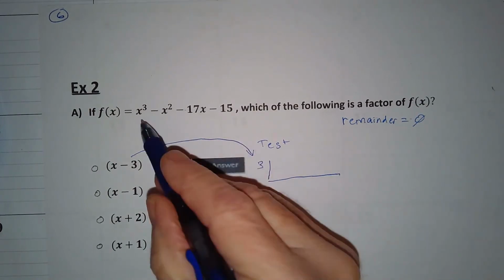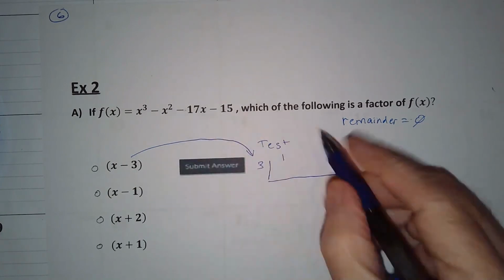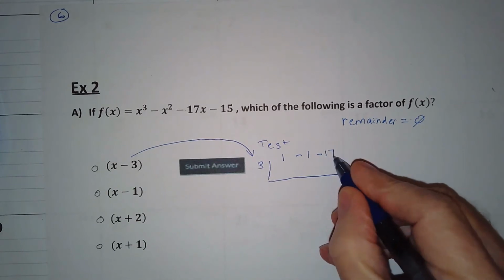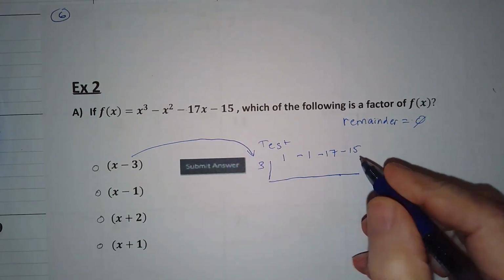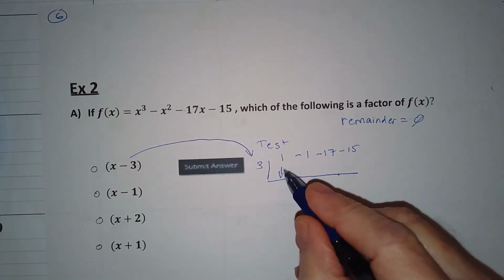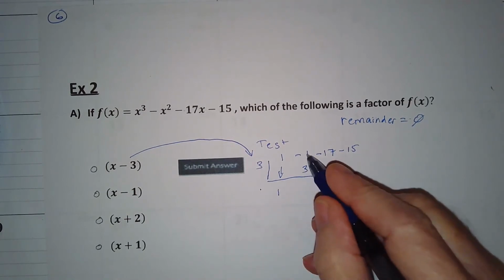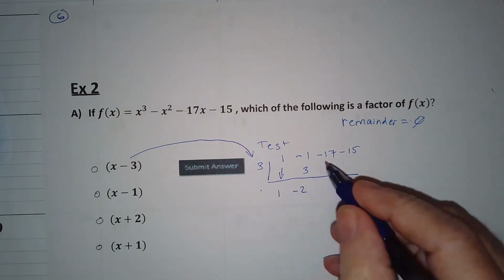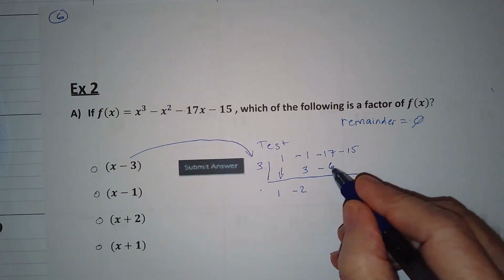Okay? So this is 1x cubed. This is negative 1x squared. This is negative 17. And this is negative 15. So let's see what we get. So bring down the 1. So 3 times 1 is 3. Combine negative 1 and 3, you get 2. 3 times 2 is 6.